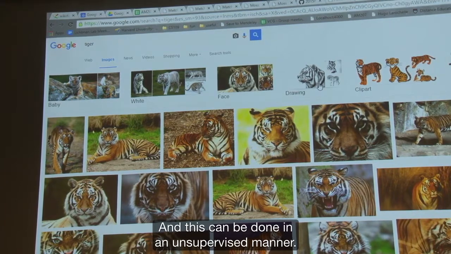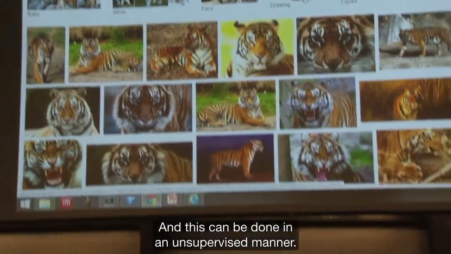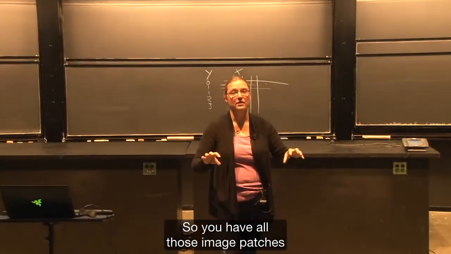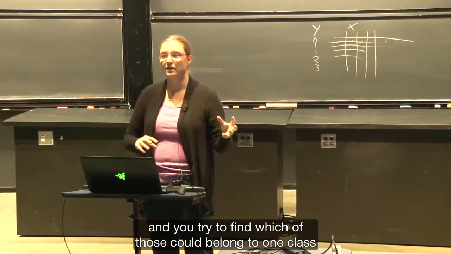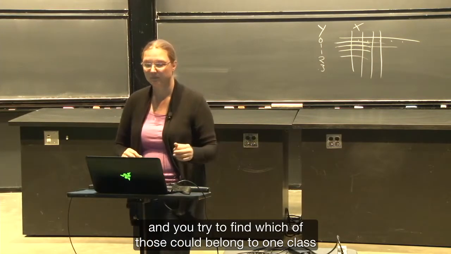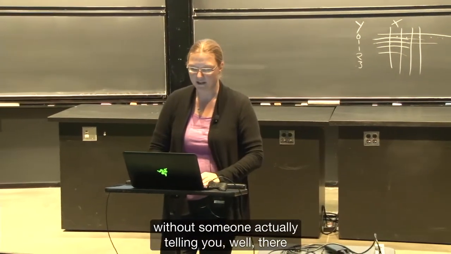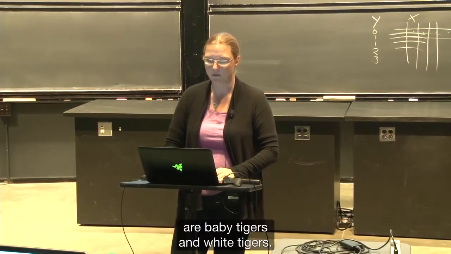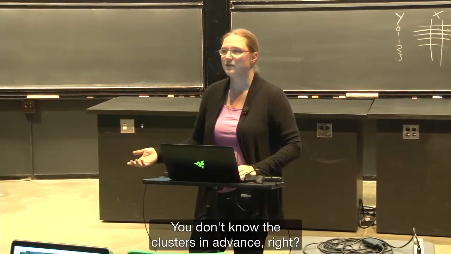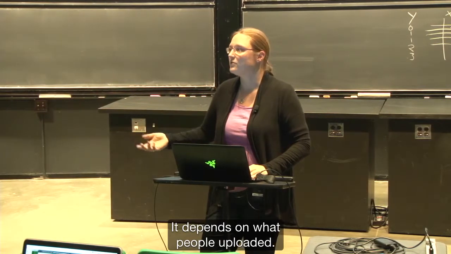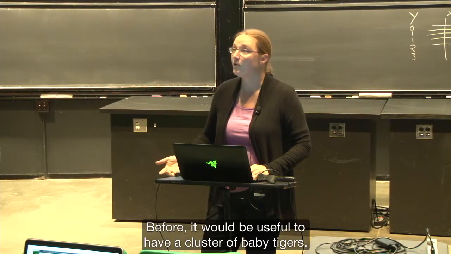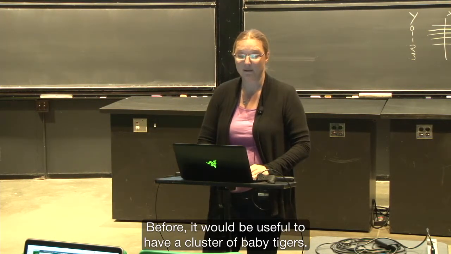And this can be done in an unsupervised manner. So you have all those image patches, and you try to find which of those could belong to one class, without someone actually telling you, well, there are baby tigers and white tigers. You don't know the clusters in advance, right? It depends on what people uploaded. So it's hard to define beforehand that it would be useful to have a cluster of baby tigers.